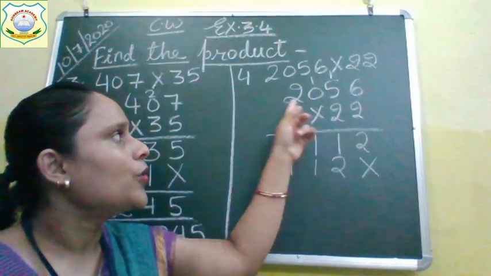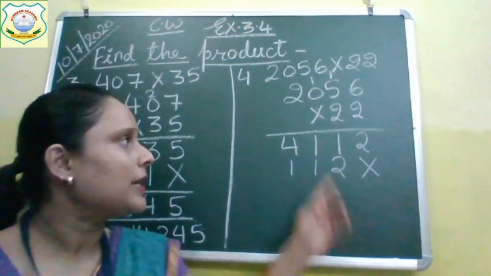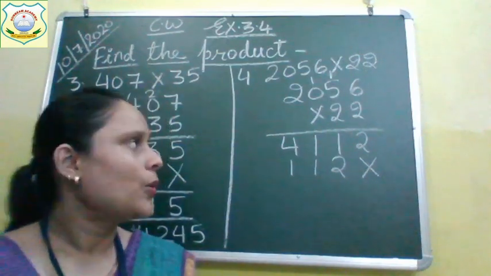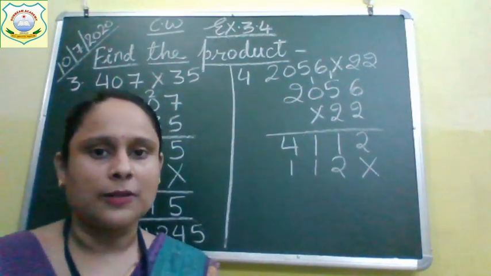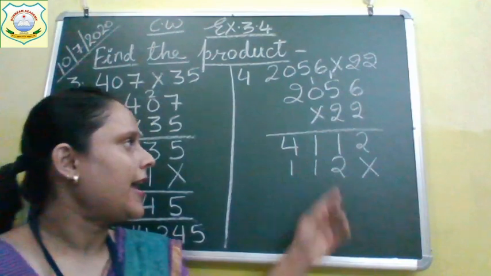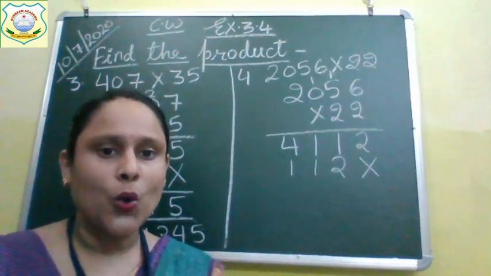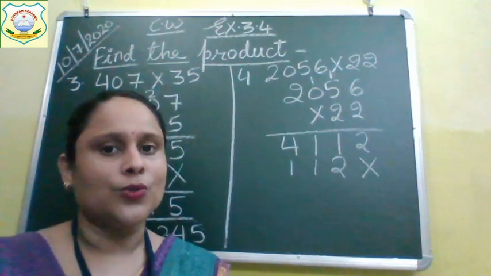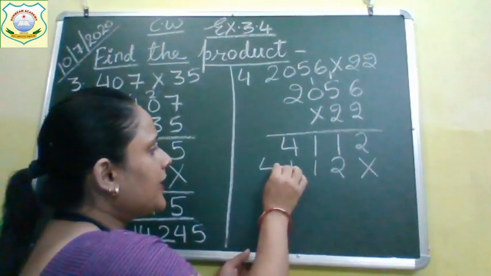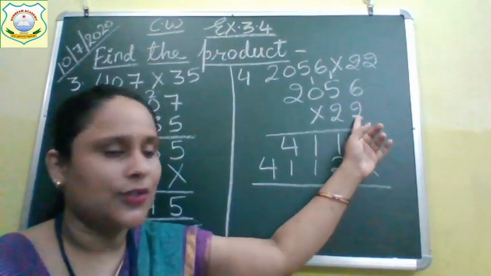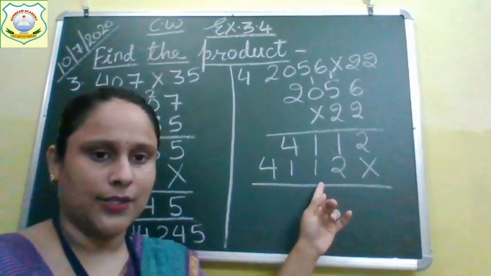Now, we multiply this 2 to the number written in the thousand place. Which number is there in the thousand place? 2. Yes. So now multiply 2 to 2. How much you will get? 2 ones are 2. 2 twos are 4. So write down 4. Now we got the partial product of this 2 and the partial product of this 2.